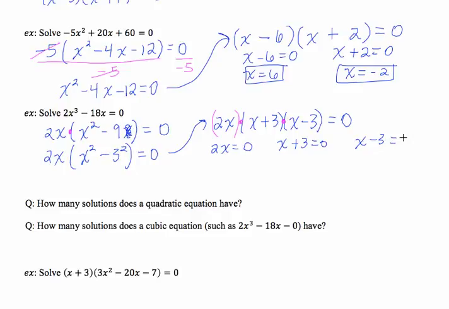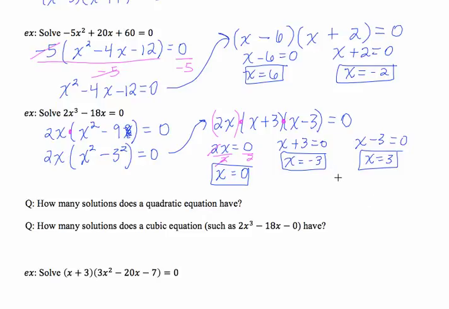And solve for x. Dividing both sides by 2 over here, I'm going to show you so you don't get confused. The 2's cancel, and we get x equals 0 divided by 2, which is 0. Solving this one for x, we get negative 3. And solving this one for x, we get positive 3. So there are actually 3 solutions to that.